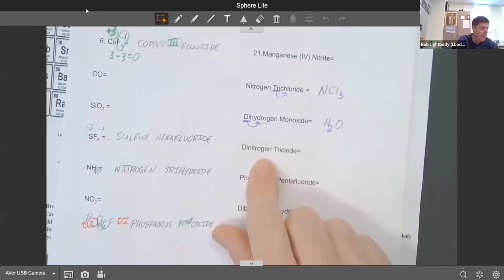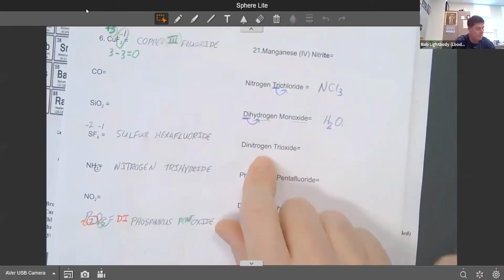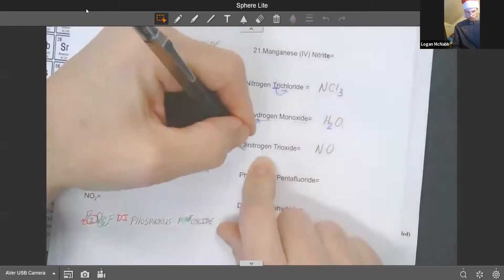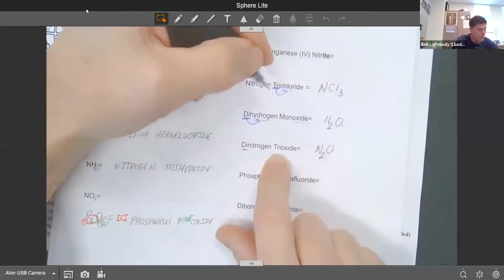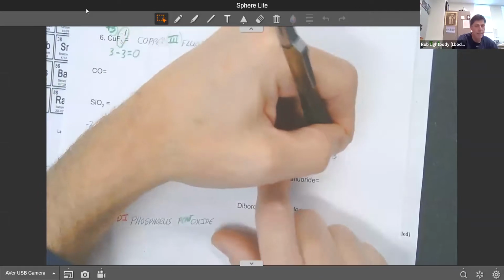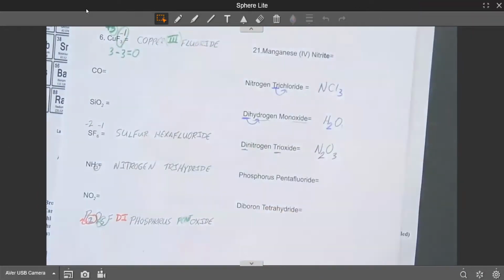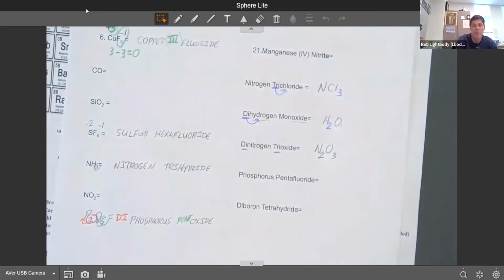Okay, dinitrogen trioxide. What have I got? N2O3. Excellent. Di means 2. Tri means 3. Do you see how those actually go quicker because of those prefixes? Yeah, they're a lot quicker, but you've got to remember the prefixes.